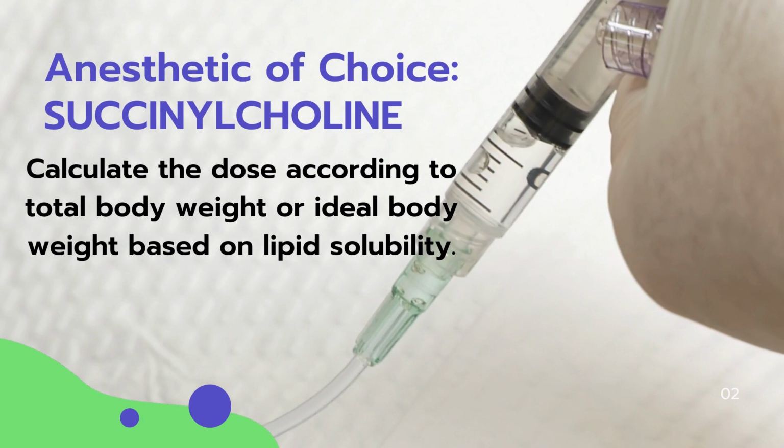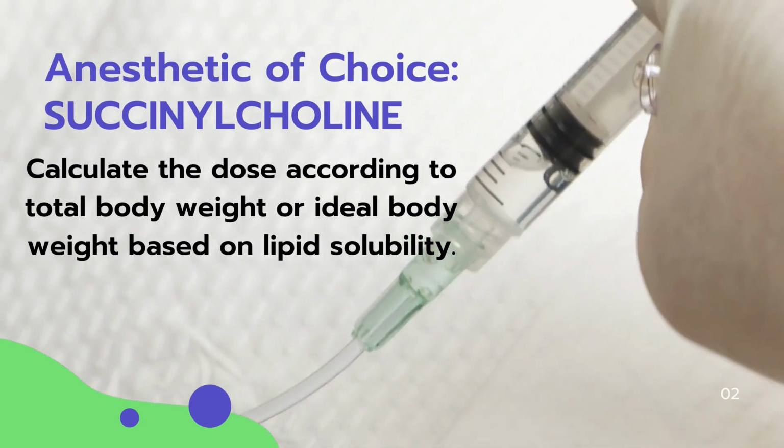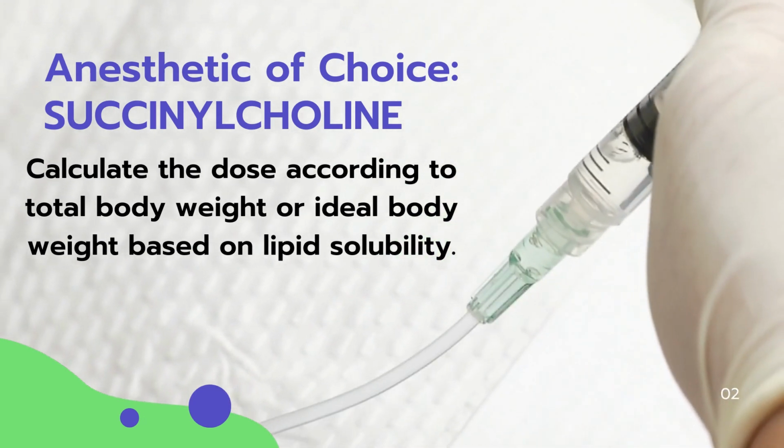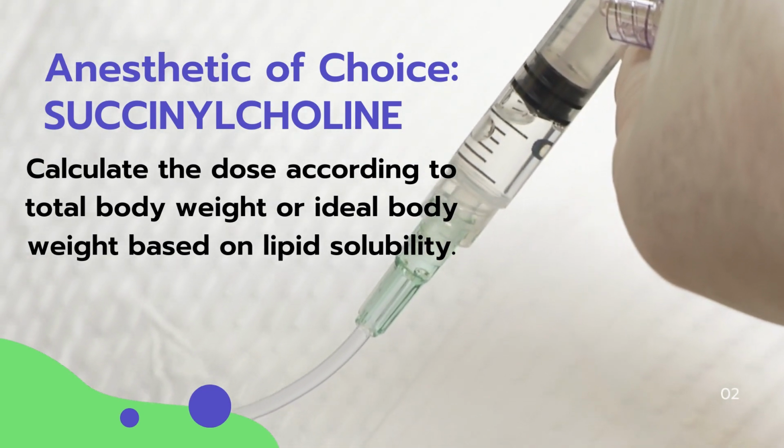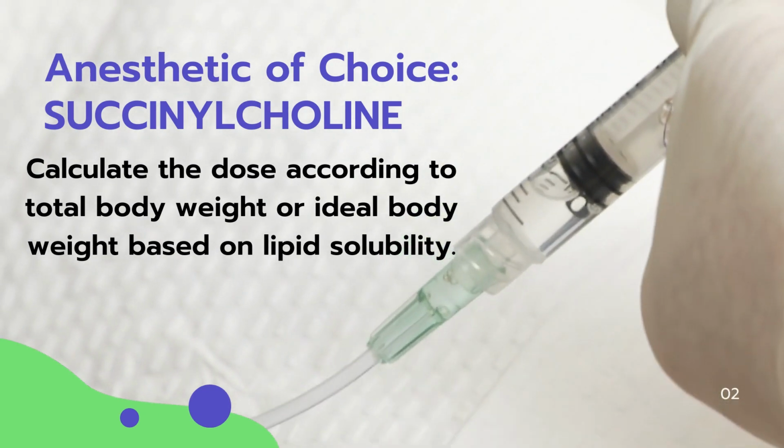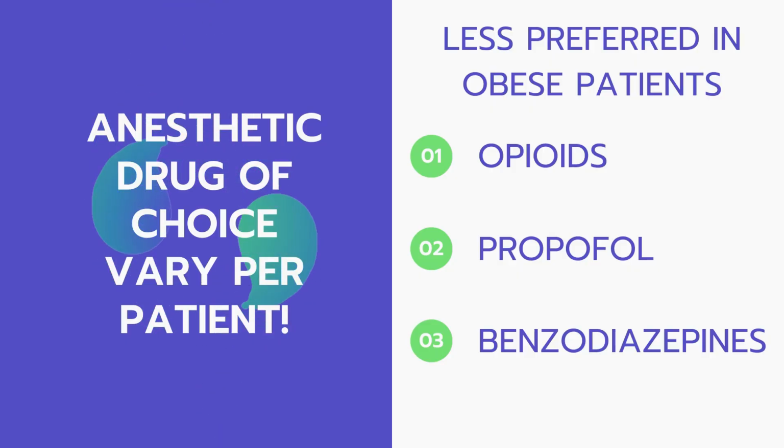Give anesthetic drugs. Give succinylcholine as a neuromuscular blocking agent. Calculate the dose according to the total body weight or ideal body weight based on lipid solubility. Giving opioids, propofol, benzodiazepines, and other volatile agents in obese patients is less preferred as they exaggerate obstructive sleep apnea and can worsen respiratory depression.